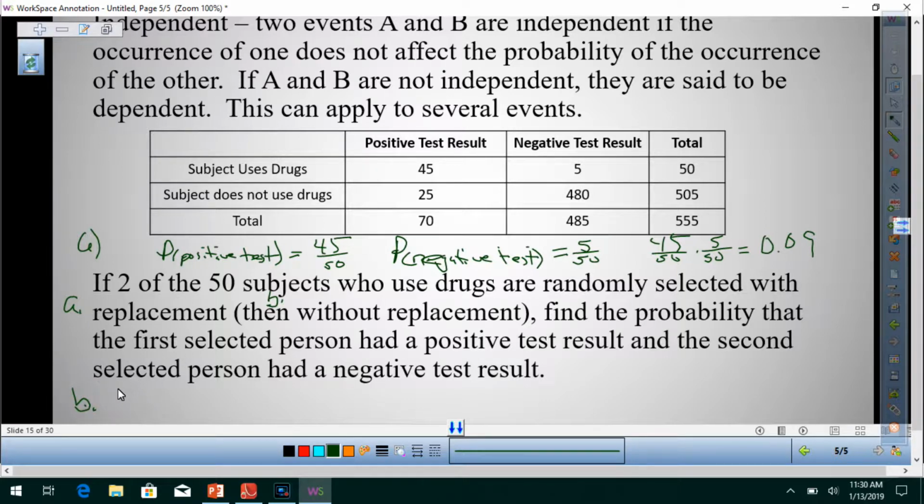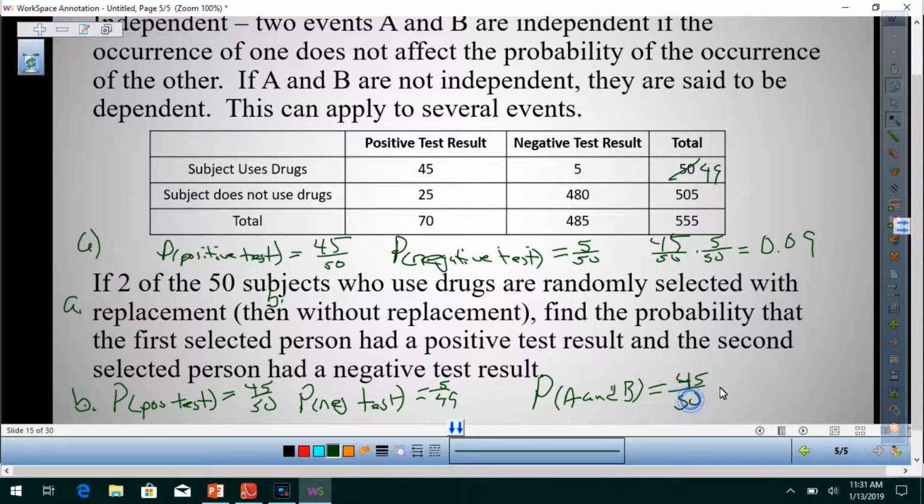Okay? So here we have the probability of a positive test. That's going to be 45 over 50, just like before. But the probability of a negative test is going to be slightly different. Because we've already pulled one, we no longer have 50, we now have 49. So that's going to be 5 over 49. So the probability of A and B, a positive test result and a negative test result, is going to be 45 over 50 times 5 over 49, which equals 0.0918. Okay, so it changes a little bit.